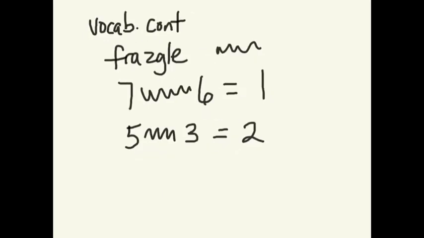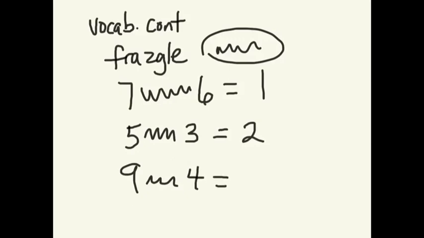Finally, our last vocabulary term introduces the concept of a frazzle. Yes, it is a frazzle. It is really merely a squiggly line. So if you do 7 frazzle 6, you get 1, and 5 frazzle 3, you get 2. I think you guys are geniuses. You know exactly what it is. If I take 9 frazzle 4, we get exactly 5. You guys are good. Frazzle is just my fancy way of saying subtract.